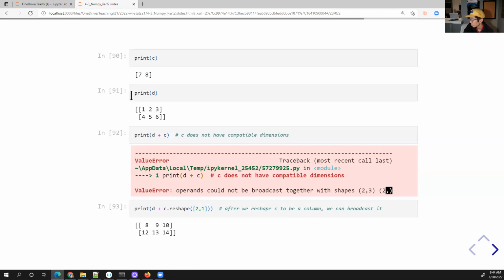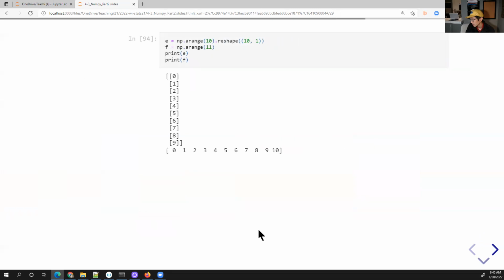And then it will allow us to broadcast it, and it will add 7 across the top, and it will add 8 across the bottom. Because we reshaped this, we're basically turning this into a 2 by 1 column matrix, and then we can broadcast the 7 across the top and the 8 across the bottom.